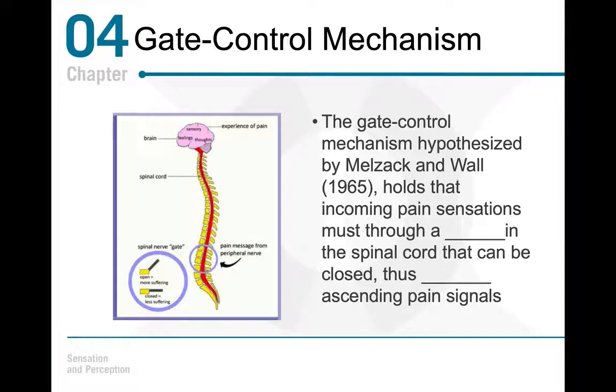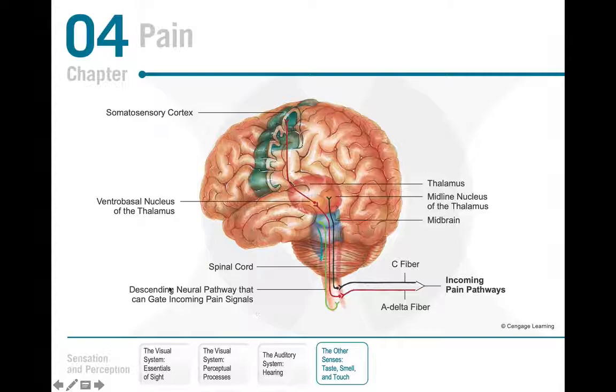Pain perception is inherently subjective. Some people with severe injuries report feeling very little pain, while others with minor injuries report high levels of pain. The gate control mechanism hypothesized by Melzack and Wall, 1965, holds that incoming pain sensations must go through a gate in the spinal cord that can be closed, thus blocking ascending pain signals. This gate is most likely a descending neural pathway that appears to originate from the midbrain. Initiated by the endorphins, the circuits in this pathway inhibit the activity of neurons that would normally transmit pain signals to the brain. Placebo effects, for example, depend on the action of endorphins. This explains why factors such as attention and expectation can shut off pain signals.